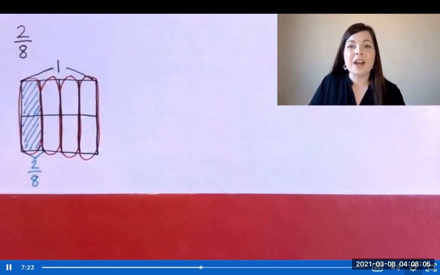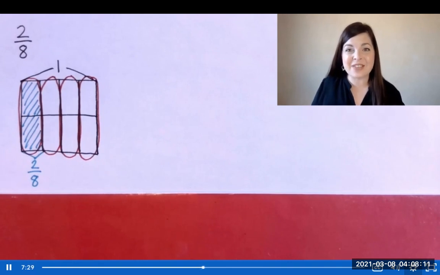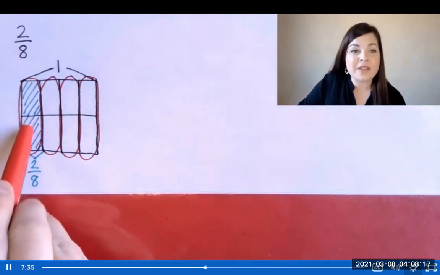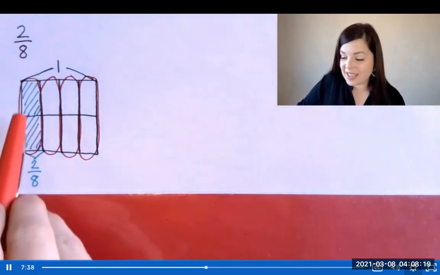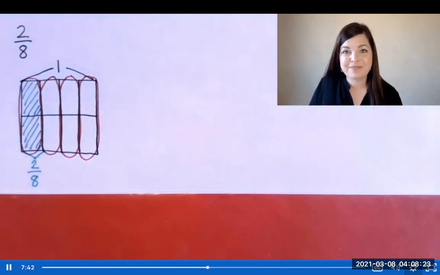Now, when we compose those groups of 2, when we compose the fractional units, what happened to the size of the units? They got larger. Here's the size of one of the 8s that we started with, and here's the size of the new fractional units that we composed.